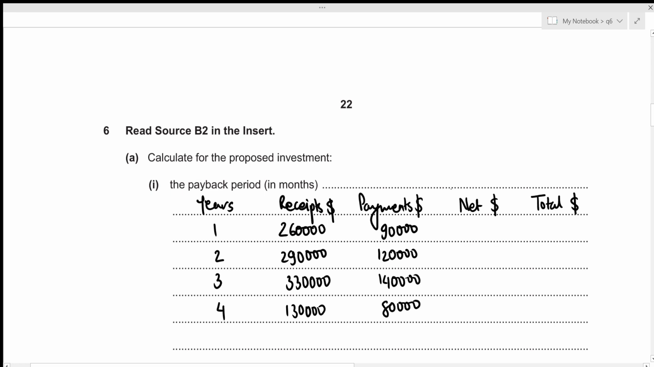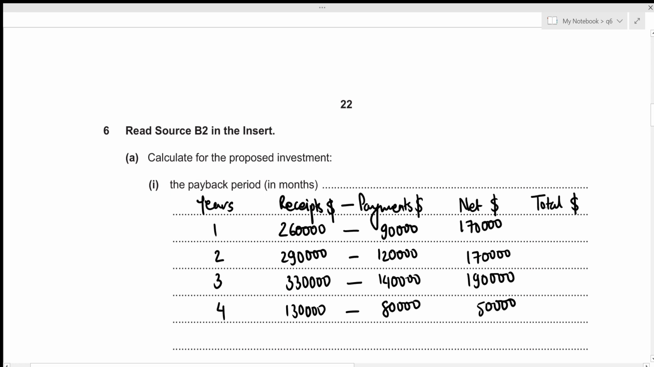Okay, now in order to figure out the net, we just need to subtract the payments from receipts. For year 1, that's 260,000 minus 90,000, which results in 170,000. For year 2, that's 290,000 minus 120,000, which results in a value of 170,000. For year 3, that's 330,000 minus 140,000, which results in 190,000. And for year 4, that's 130,000 minus 80,000, which results in 50,000.